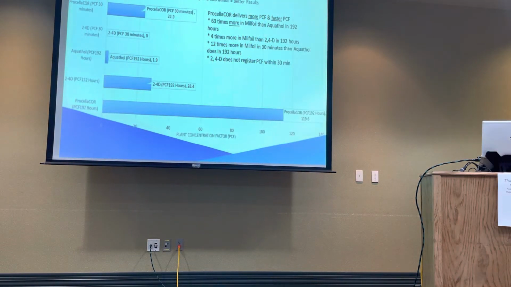So the greatest thing about ProcellaCOR is it has very low residue time and it's taken up by the plants incredibly quickly. This chart here explains, comparing it to other herbicides, how quickly it is in the water and how quickly it's absorbed by the plants. They actually took apart the plant tissues and measured how much herbicide is in the plant tissue and laid it out on this table.